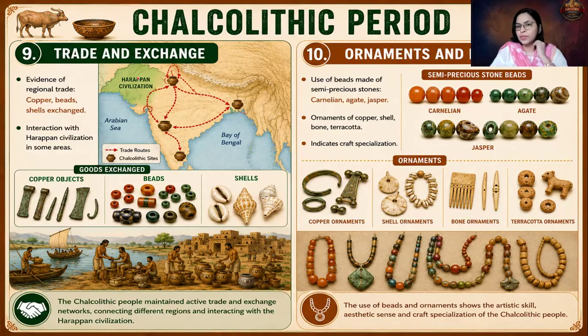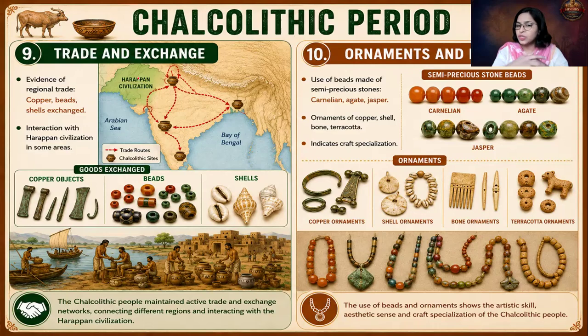Now, the next is ornaments. It is said that they were very fond of ornaments. Male and female, both of them wore ornaments. So they used beads and semi-precious stones, for example carnelian, which you can see over here, agate, and jasper. All these were used to make the ornaments, or the beads you can say. Apart from that, even copper was used, shells and bones were also used, and even terracotta.